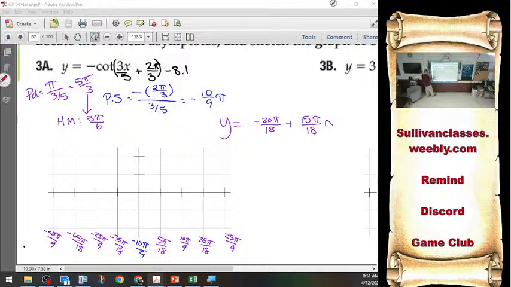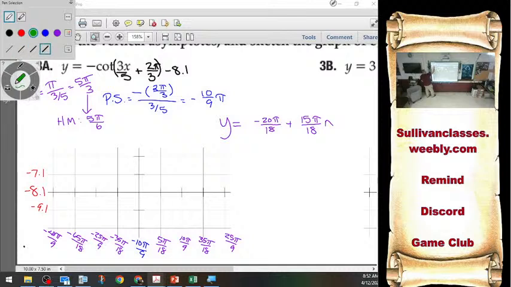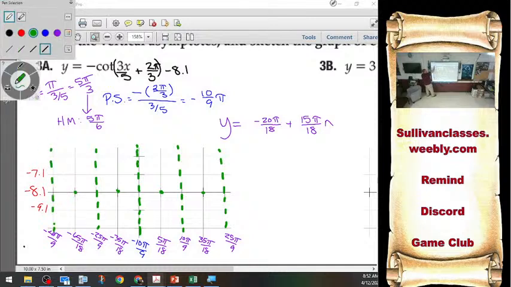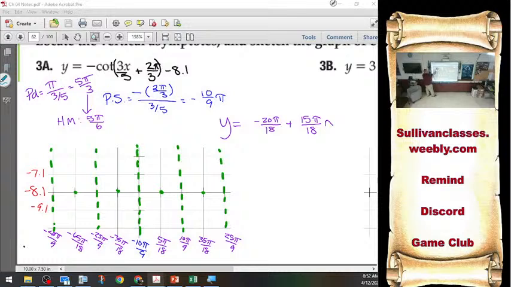My midline is going to be negative 8.1. Amplitude is still 1, so I'd put negative 7.1 and negative 9.1. The key to it is that cotangent is asymptote, intercept, asymptote, intercept, asymptote, intercept, asymptote, intercept, asymptote. And because all of those get negated, they're going to look like normal tangents.